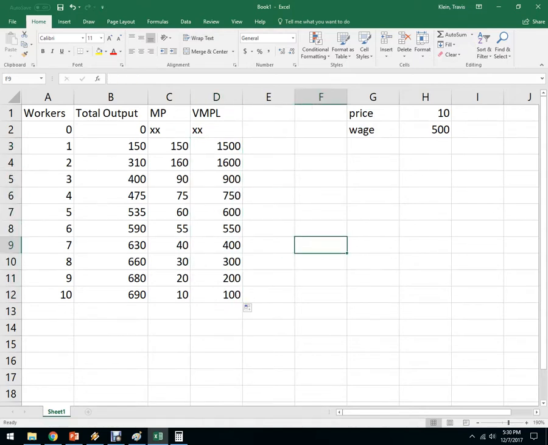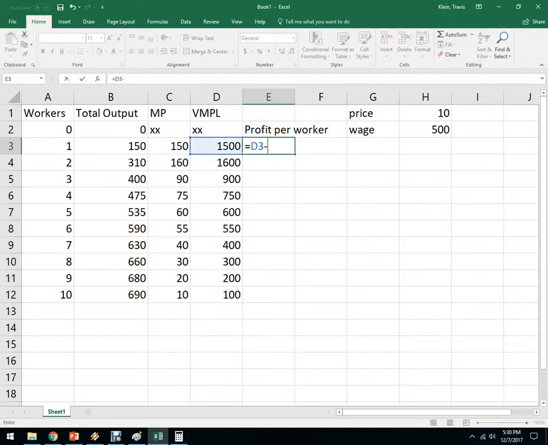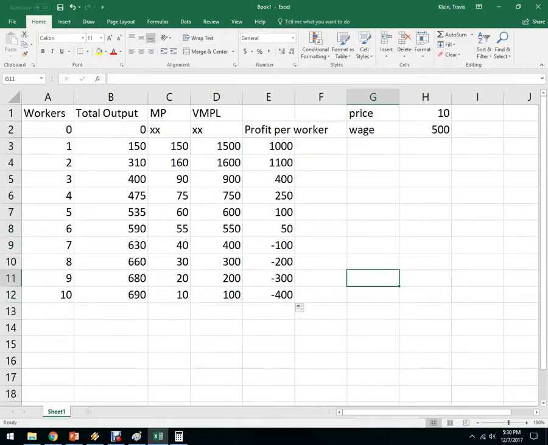And if you would like, you can do something like profit per worker, okay? So you can take the value of the marginal product of labor and subtract the wage we're going to pay them. So that first worker, we make $1,000 from them. Okay, so I'm just going to copy that formula, and I'm going to keep hiring workers up until the sixth worker.